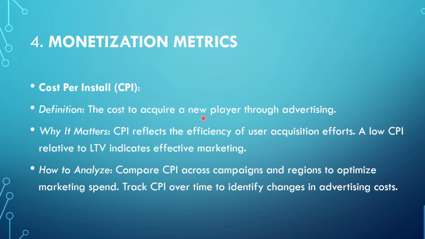Another one is cost per install, CPI. The cost to acquire a new player through advertising. So this is important for mobile gaming. Why it matters: CPI reflects the efficiency of user acquisition efforts. A low CPI relative to LTV indicates effective marketing. How to analyze: compare CPI across campaigns and regions to optimize marketing spend. Track CPI over time to identify changes in advertising costs.